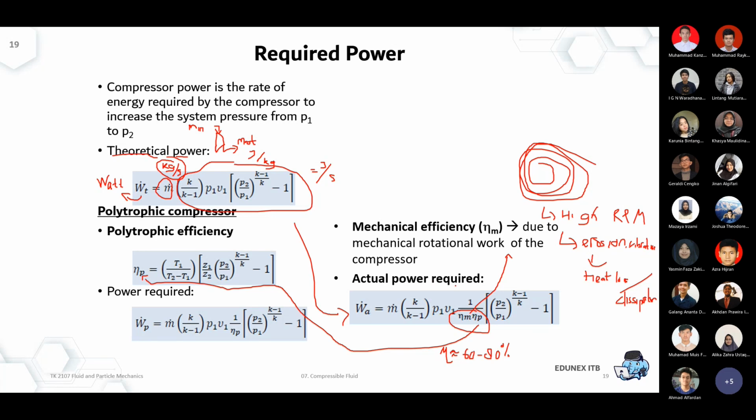It's a compression. It requires power. That means your actual power will be higher than your theoretical power. That's why it should be in the denominator. Okay, any questions so far?